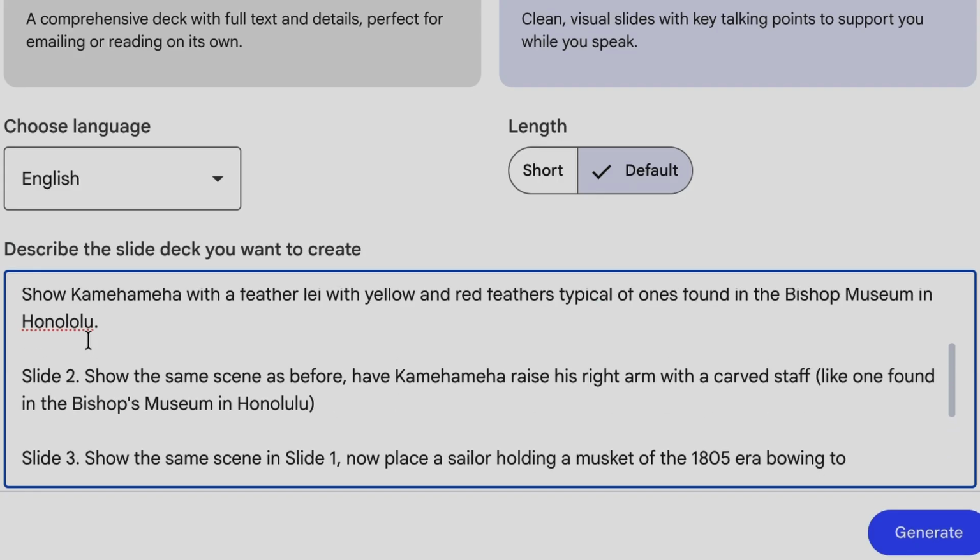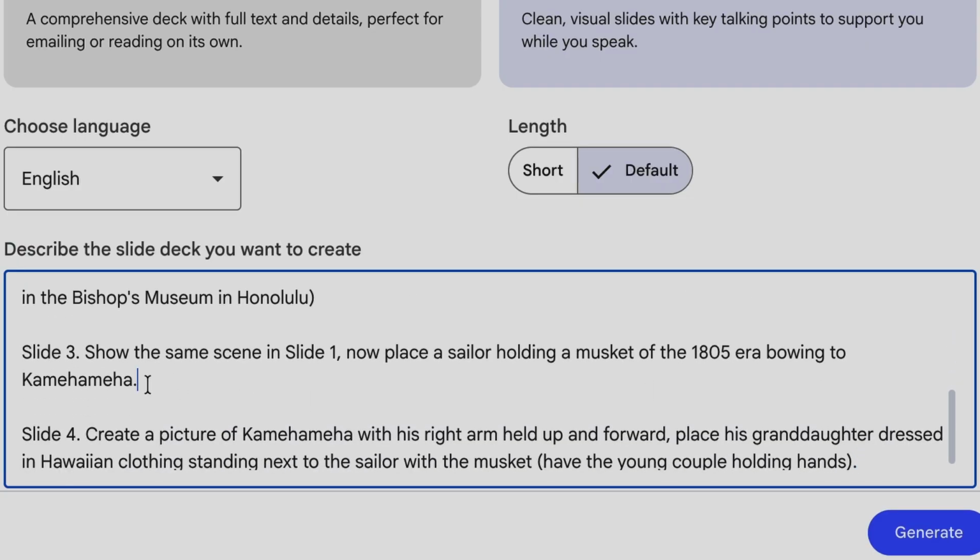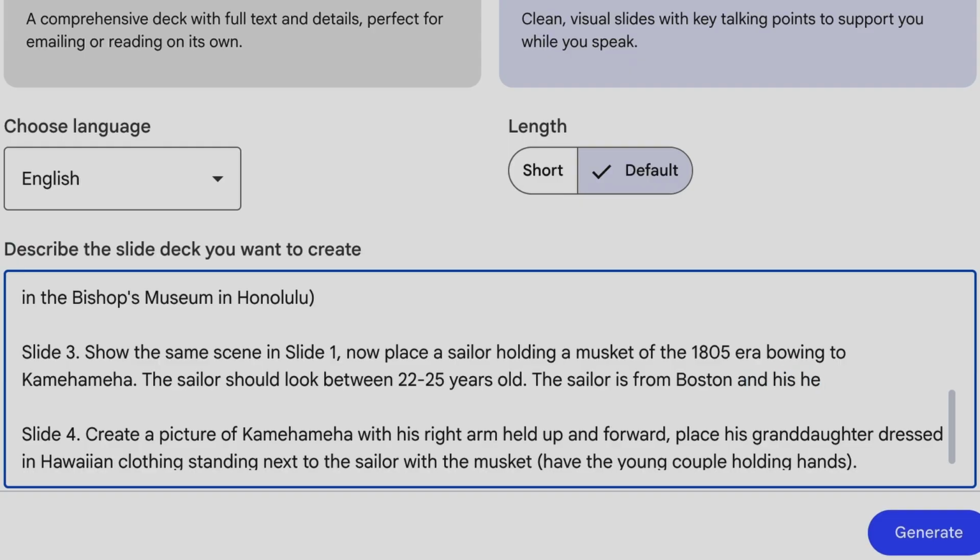Oh, I need to go back up here and say that this guy's young. The sailor should look between 22 to 25 years old. The sailor is from Boston, and his heritage is English.